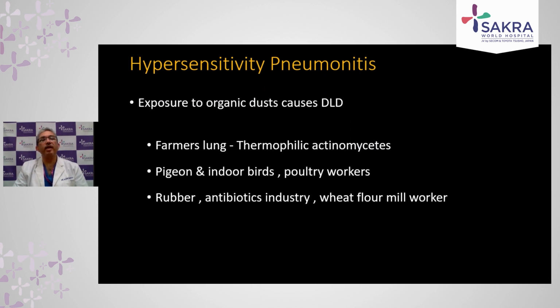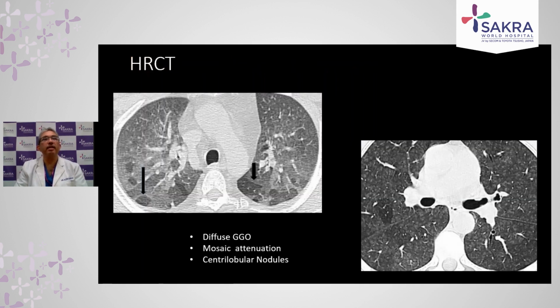And in jobs where they are exposed to dust like wheat, that is atta chakki workers, rubber industry, and antibiotic industry. And this is a limited list. The list is very long. So if a person has got hypersensitivity pneumonitis, you have to look at the book and look at what are the agents which can cause, and take a meticulous history for that.